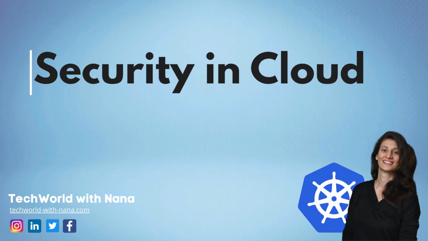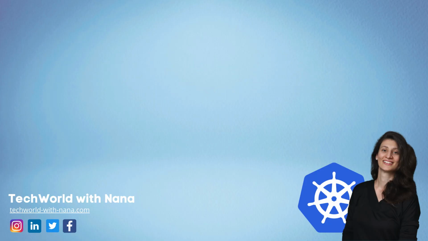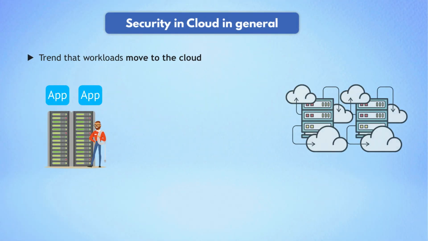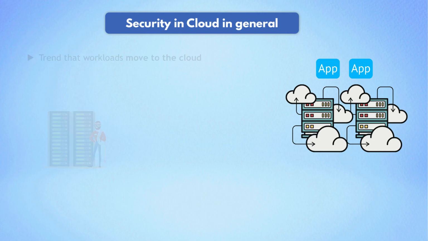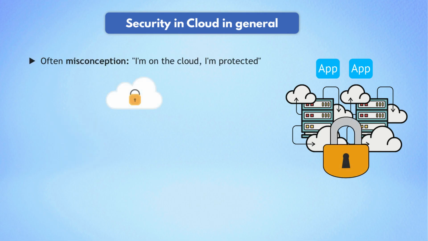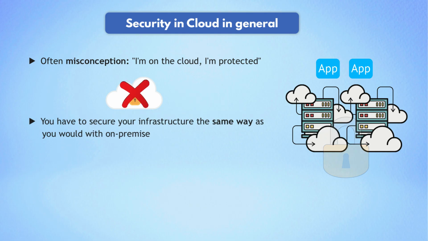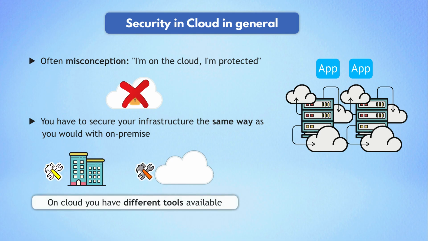So first of all, let's talk about security in cloud in general. We have a trend that more and more workloads are moving to the cloud. And often there is a misconception that cloud is secure by default. So people think that because the application is on cloud, it is protected. But it's important to understand that you have to secure and manage the infrastructure and your applications on the cloud just the way you manage them on premise. The difference is that on cloud, you simply have different tools and technologies to configure that security.